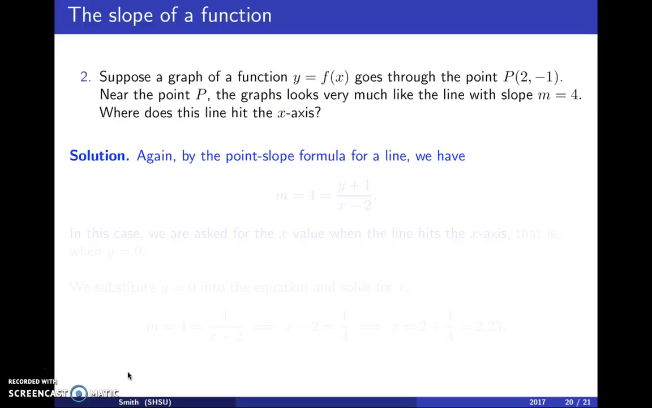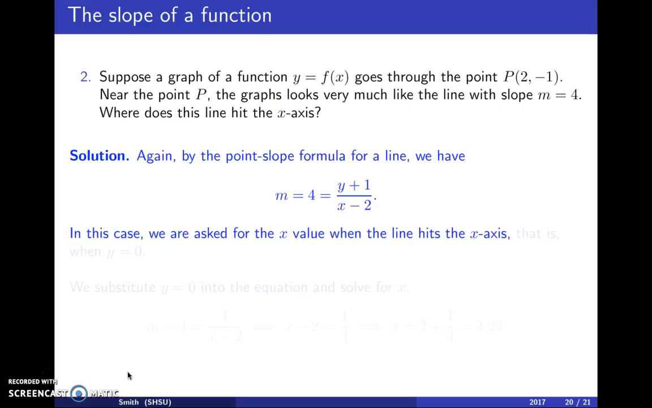Again, by the point-slope formula for the line, we have that the slope is 4. The slope is the change in y over the change in x. So the numerator will be y minus (-1), and the denominator will be x minus 2, or in other words, (y plus 1) over (x minus 2). But here we're asking for the x-intercept of this line, so we want to know when y is 0.